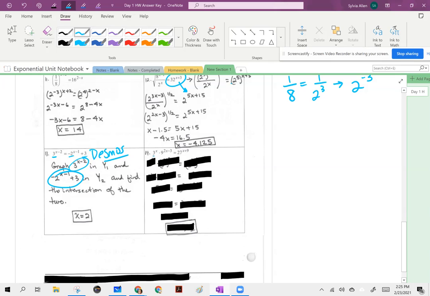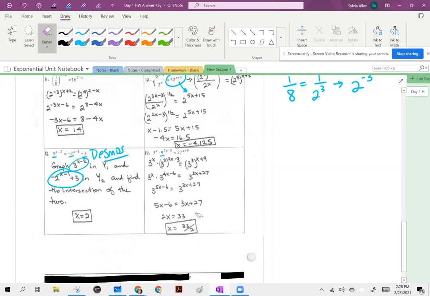Number 14, we need to rewrite all of these with a base of 3. Then we just need to simplify. Continue to simplify, set those exponents equal to each other, and solve for x.